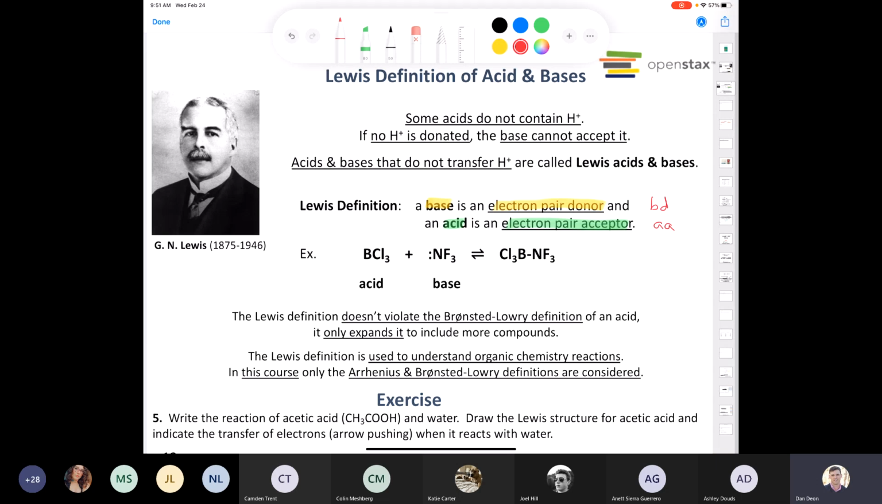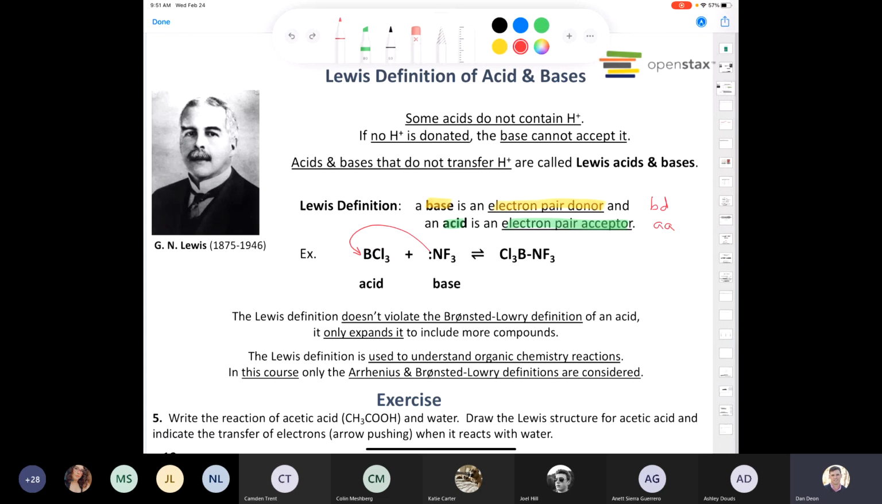Okay, so here we have a reaction between boron trichloride and nitrogen trifluoride. Okay, now what's going on here? Well, the reason that the boron trichloride is behaving as an acid, a Lewis acid, is because it's accepting this pair of electrons, this lone pair, from the nitrogen in nitrogen trifluoride. Okay, and you're making a bond between the boron and the nitrogen.